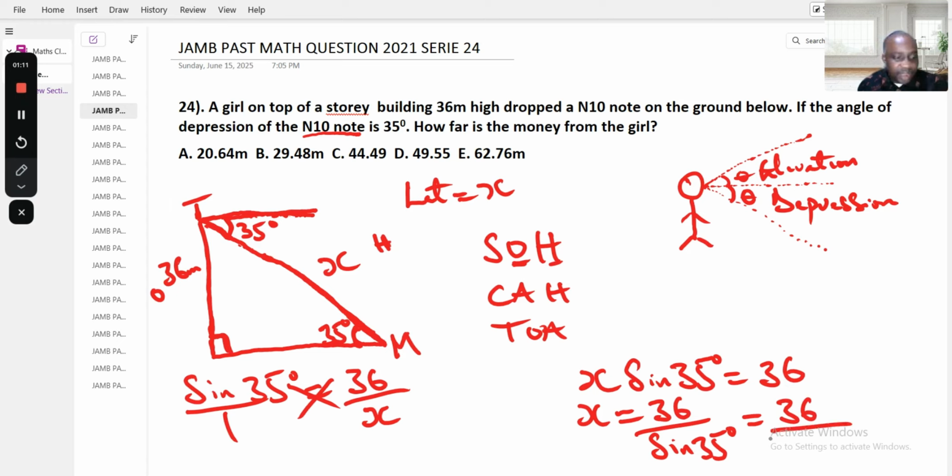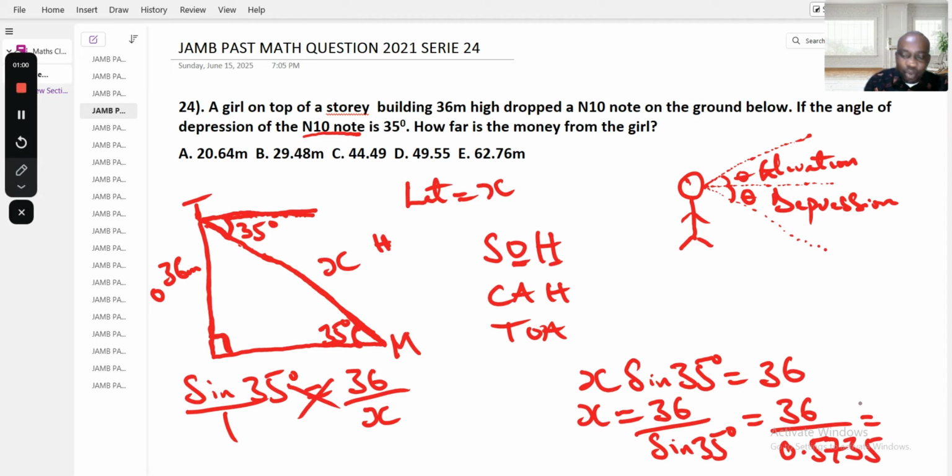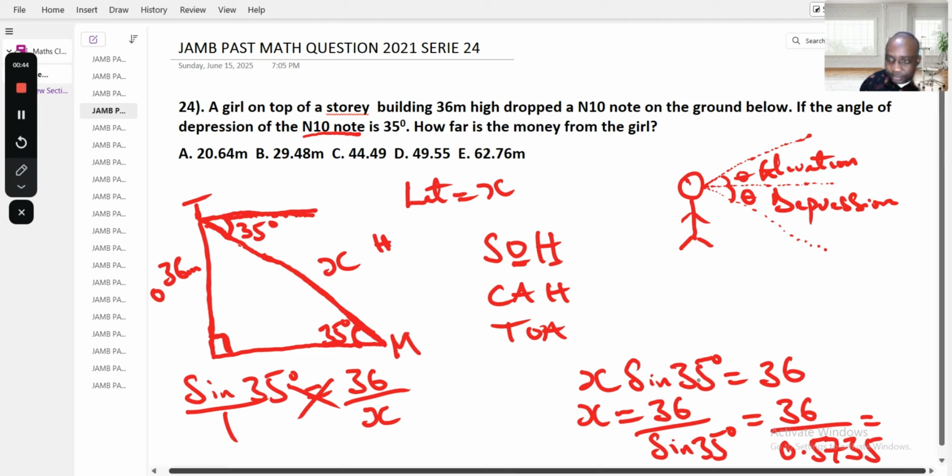36 divided by 0.5735. Now let's divide it. 36 divided by 0.5735 is going to give us 62.77. Our final answer is 62.76. Let me write the final answer here.